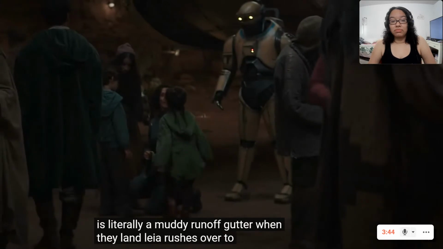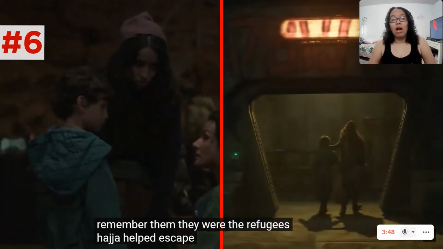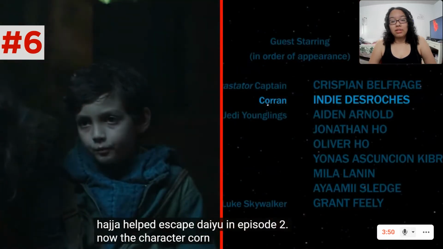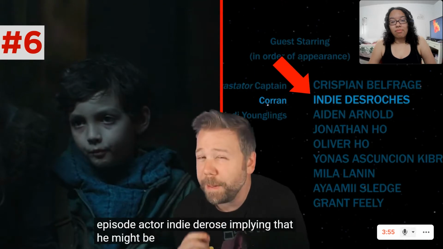When they land, Leia rushes over to Tala, who's chatting with Corran and his mother. You remember them, they were the refugees Haja helped escape Dayu in episode 2. Now, the character Corran is actually included among the credits of this episode, actor Indy DeRoche, implying that he might be a bit more significant.